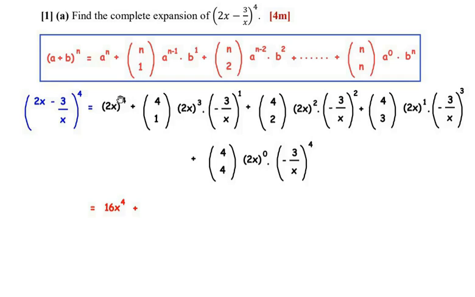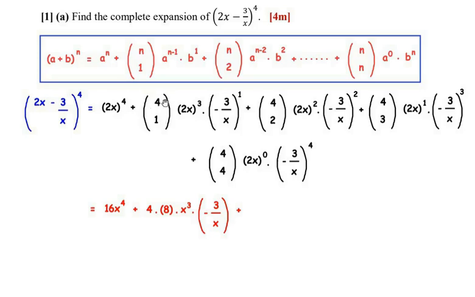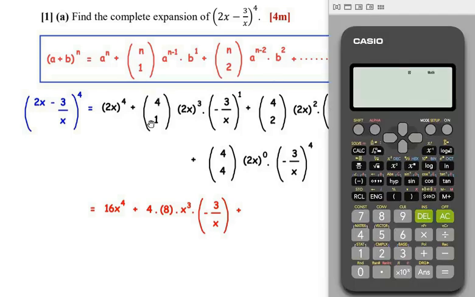So here 2 to the power of 4 is 16 and x to the power of 4 gives us 16 times x to the power of 4 plus. So let us check the value of 4, 1 now. So here this bracket is being put as 4, then shift and C, that is combinations, and 1. So remember we are going to put this bracket as 4C1, similarly 4C2, 4C3, 4C4 and so on.